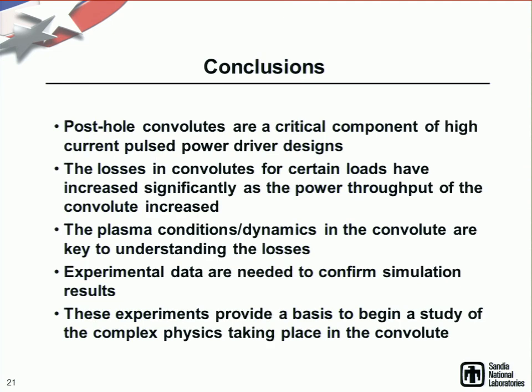So why is this all important? As I said earlier, postal convolutes, you basically need them to create these fast rise time, high current pulse power drivers. And so if we're going to create future ones, we do have to have some idea of how we should design these. We've seen that the losses have increased significantly as the power going through them has increased through different machine iterations. So it's very important, for future designs where we're going to have higher power, that we would have some sort of way to mitigate these losses that likely will also increase.